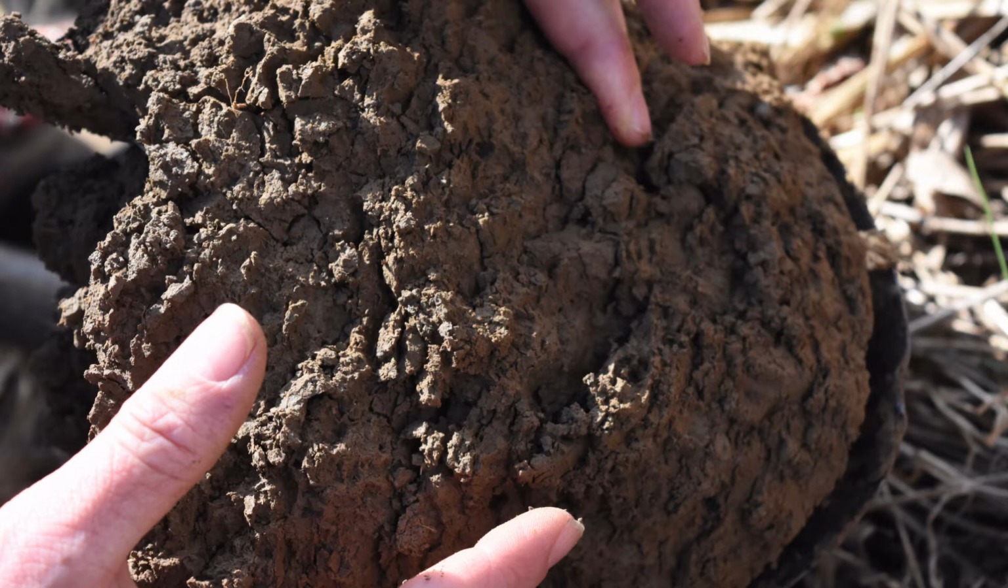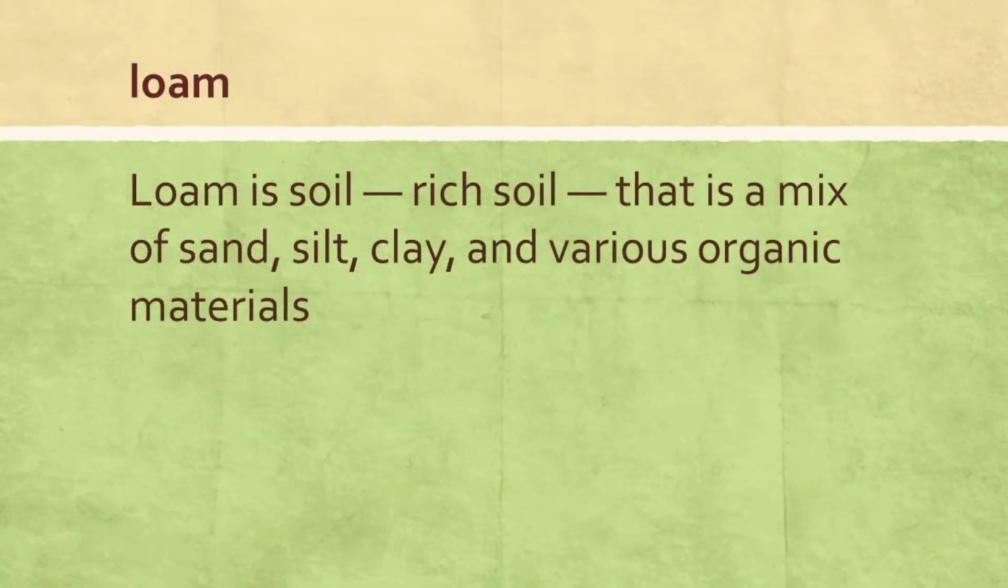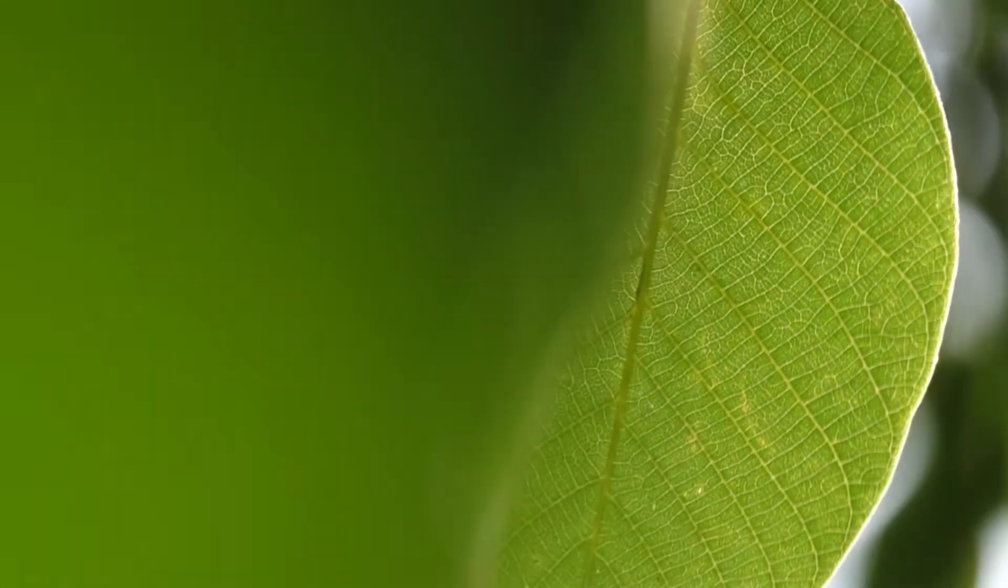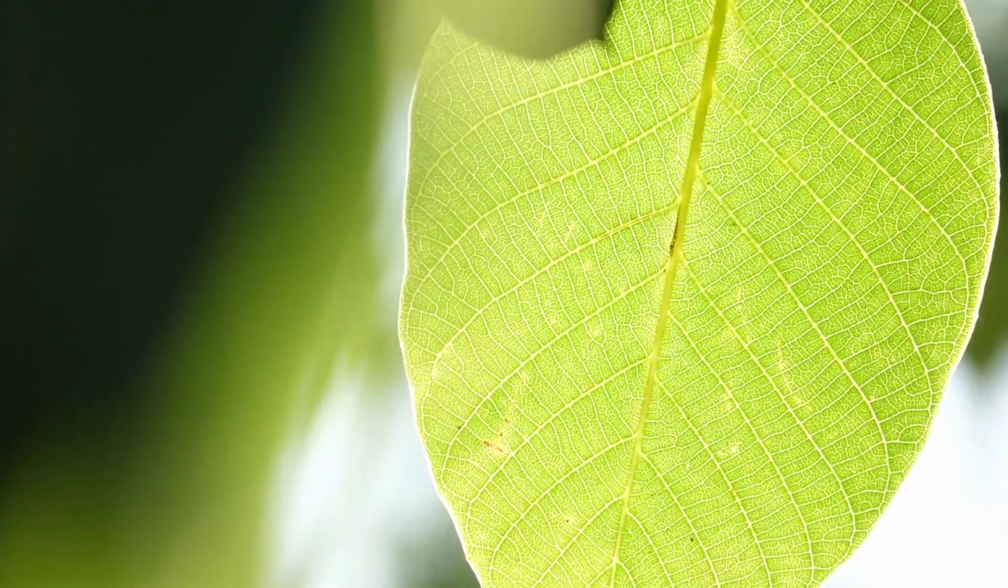Most soil types are made up of a combination of the 3 particles. The best soil type for growing plants is called loam. Loam is a mixture of the 3 particles in roughly equal amounts. This soil retains just the right amount of moisture that plants need to grow.